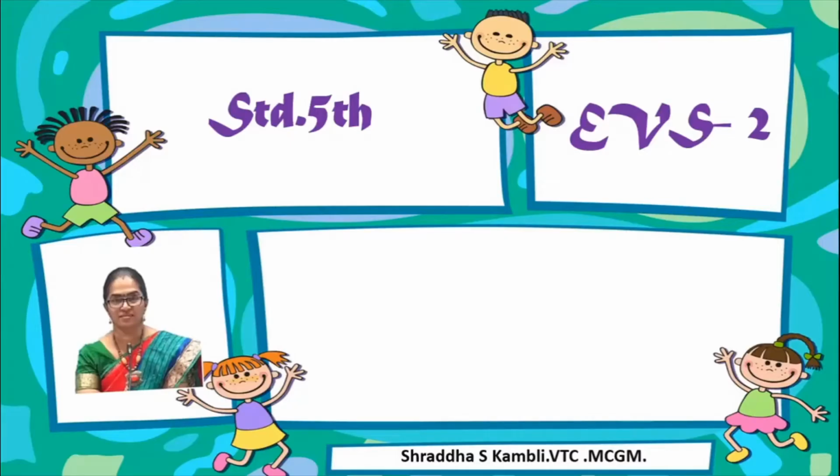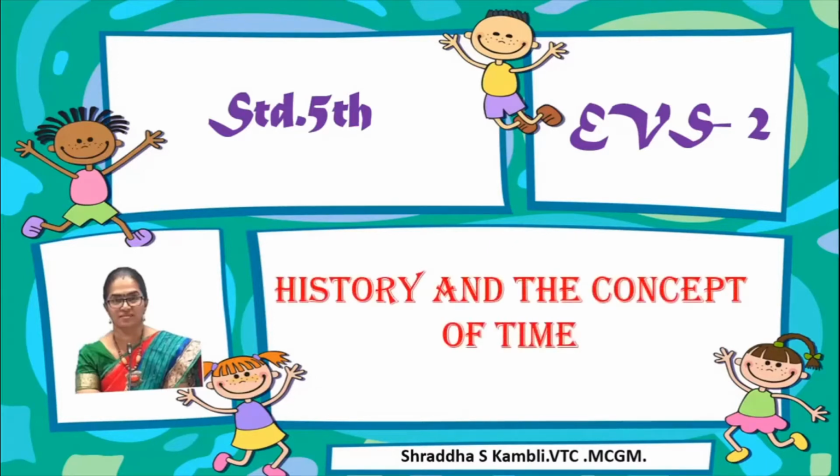Now the lesson that we are going to do today, children, is related to time and it is related to history. And what is the name of the lesson? It is history and concept of time. Now this lesson, children, is the second lesson in your EVS 2 textbook. So let us try and recall for a minute what we learned in lesson number 1. In lesson number 1 we learned about what is history.